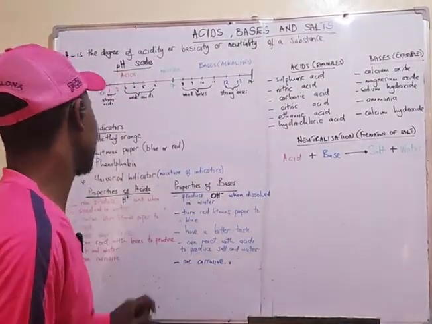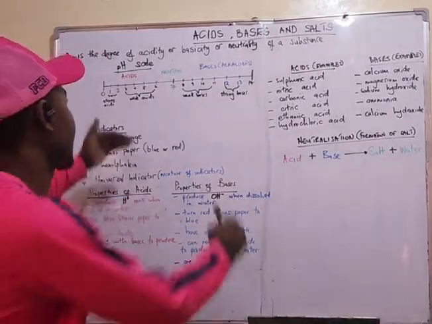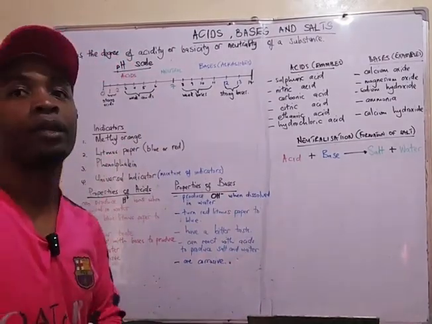Then also here are the hydrogen ions, which is H to the power positive, more like that. So that's the main difference. Then the neutral substances have a pH of 7.